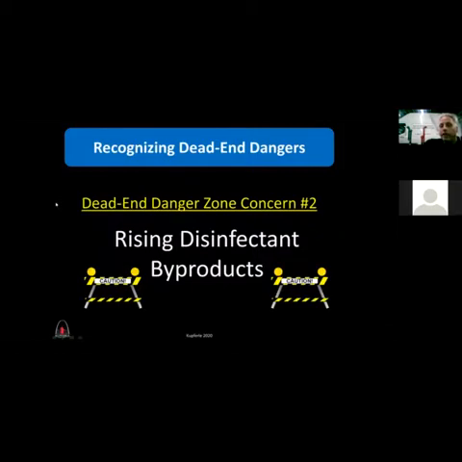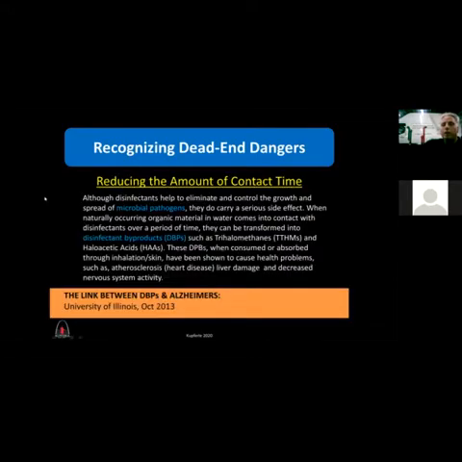The second dynamic that we've talked about before is this thing called disinfection byproducts. So once again, although disinfectants like chlorine help to eliminate and control the growth and spread of microbial pathogens, they do carry a side effect. So just like pharmaceutical drugs, like we talked about, when you watch those commercials on TV, they talk about all the great things that the drug's going to do for your health if you have a certain condition. And then the second half of the commercial talks about all the side effects. And the side effects are similar to the ones when we put in chlorine. Chlorine is like a drug.